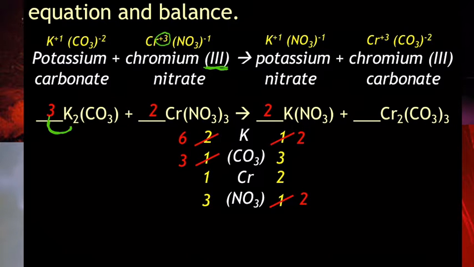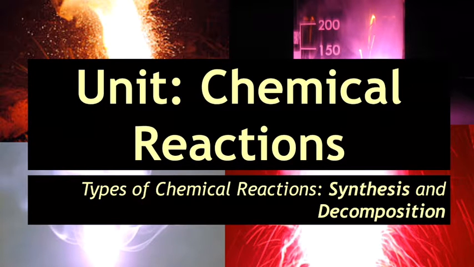Looking at chromium, we have 2 on the right side. We're going to put a 2 on the left side. And that also changes nitrate on that side. So now we're going to look back and say, okay, carbonate and chromium are both balanced, but we have a problem with potassium and nitrate. So we're actually going to change that 2 that we originally wrote next to potassium nitrate into a 6, and now we're balanced.